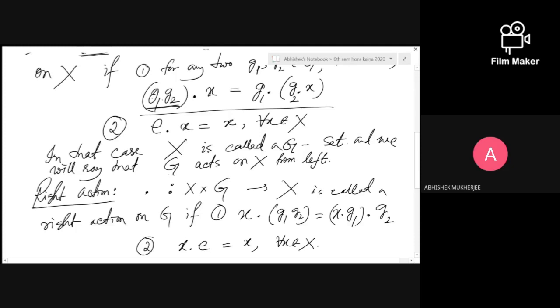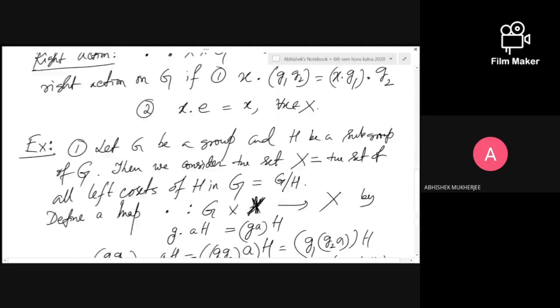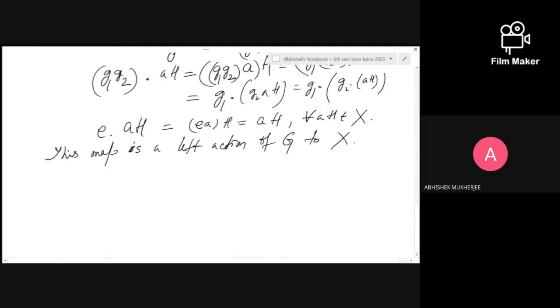G acts on X from left. This is the language we will use. So this is the first example we may consider. And the second one will be: now if you consider the right cosets, then what will happen?